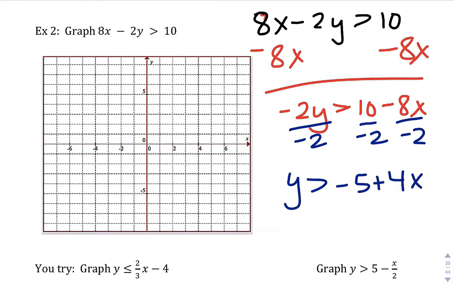All right, let's graph it. Start at -5. Slope is positive 4. It means you go up 4 over 1, up 4 over 1. And again, it's a dashed line because there's not an equal sign, so we'll dash it.